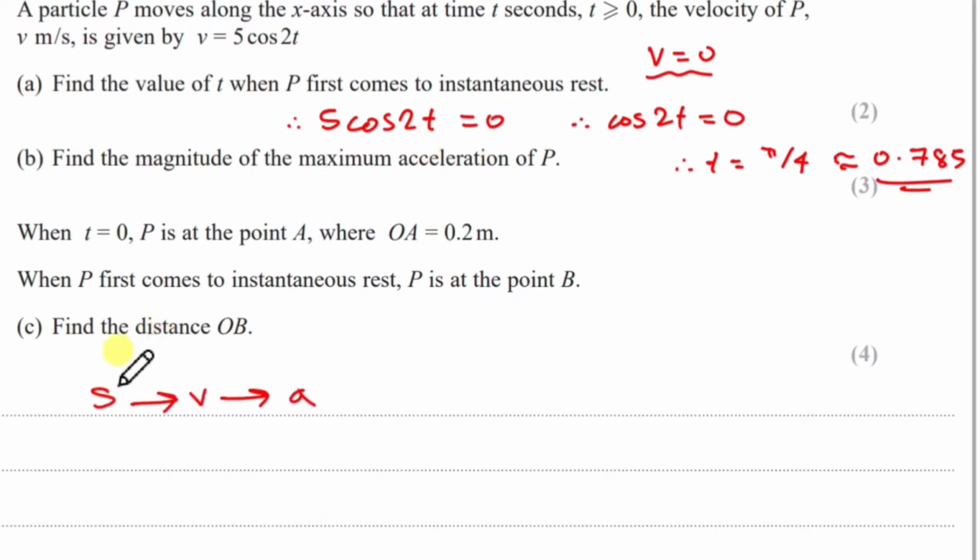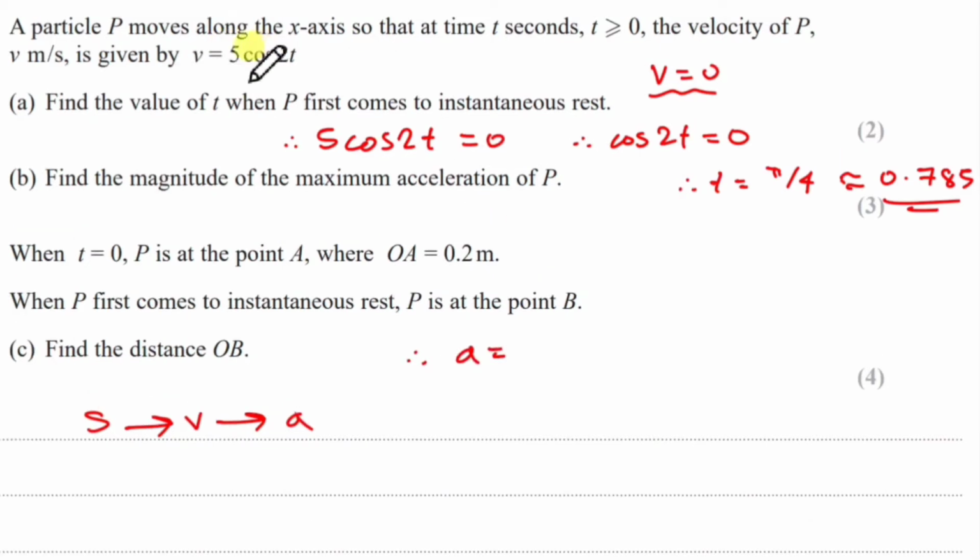So if you had the displacement equation, differentiate to get v. To get to a, differentiate again. So to get a, differentiate this equation. Focus on the cos 2t. Let's ignore the 5 for a second. Cos 2t basically becomes minus sin 2t.